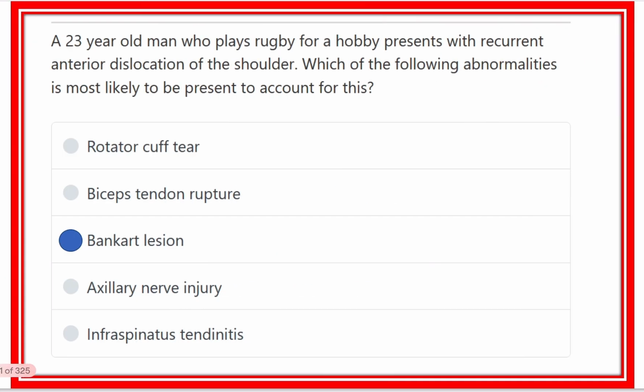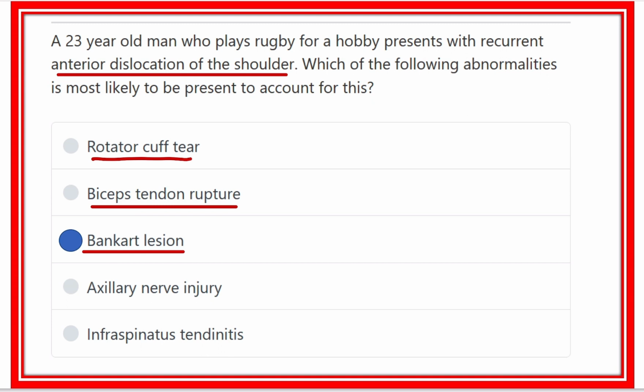So what is our answer? As for anterior dislocation of the shoulder, anterior and inferior, it always goes for the Bankart lesion. Other options, such as rotator cuff tear: in this condition shoulder movement, especially shoulder abduction, will be lost. And biceps tendon rupture: we know the action of the biceps tendon. It is responsible for flexion of the elbow joint, so elbow flexion will be lost.